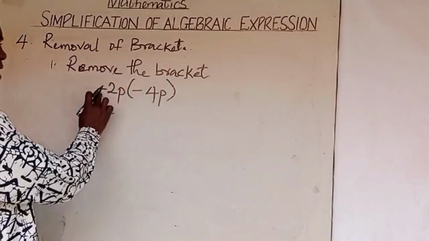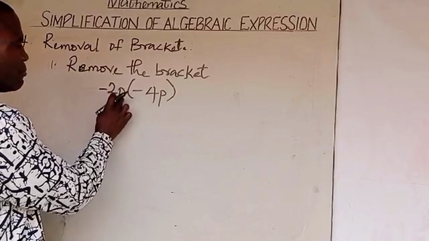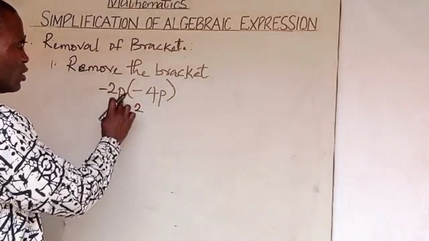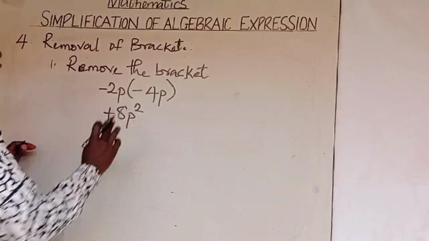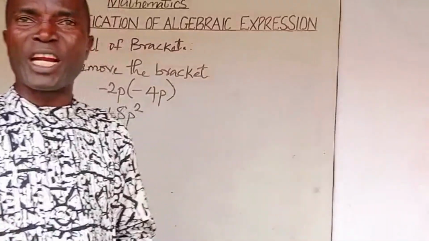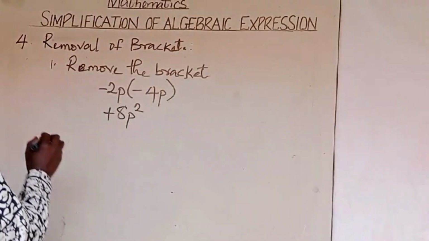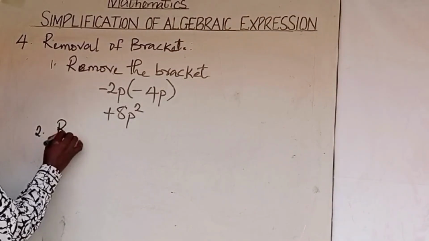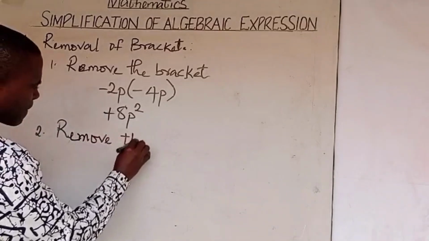And so after that, minus times minus is plus. 2 times 4, the result is 8. P times P, the result is P squared. That is, you double the content, P. So this is how we're going to solve the problem. I want to believe it's very clear to everybody. That is very good. Now, if you look at number 2, you can be asked to remove the brackets.